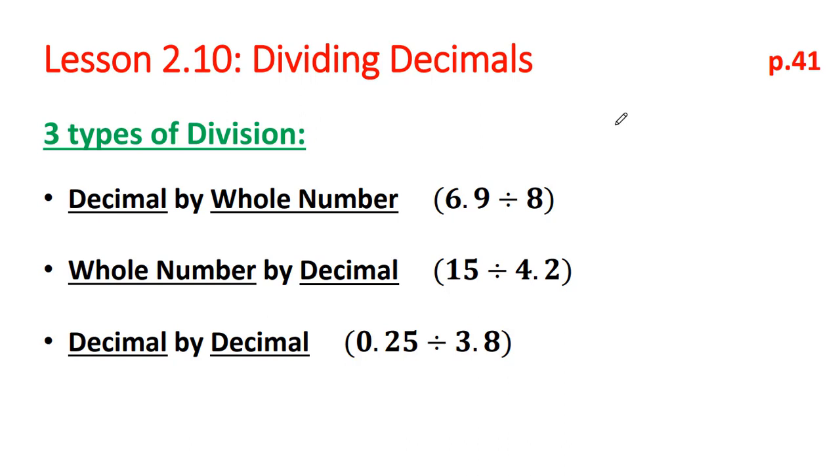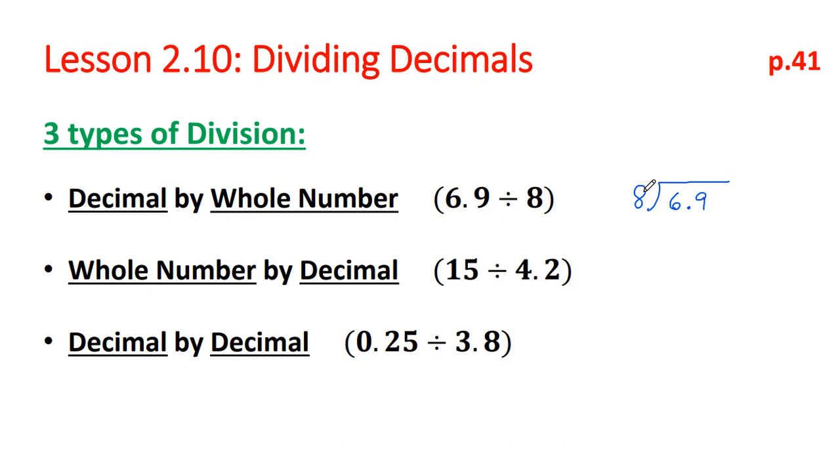Hello, so today's lesson is 2.10 dividing decimals. We're going to look at all three types of division with decimals. The first up is decimal by a whole number. So this is where 8, our divisor, is dividing into 6.9.